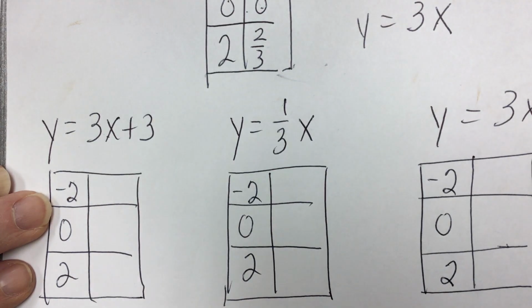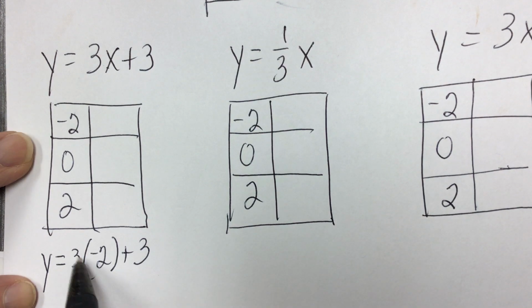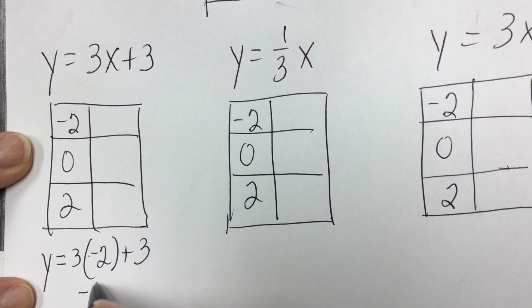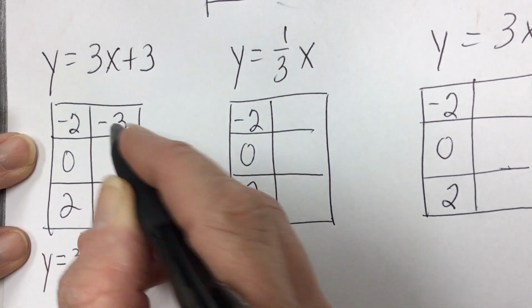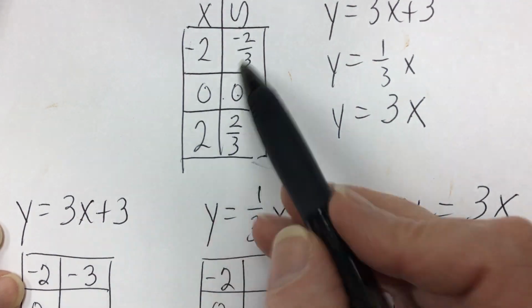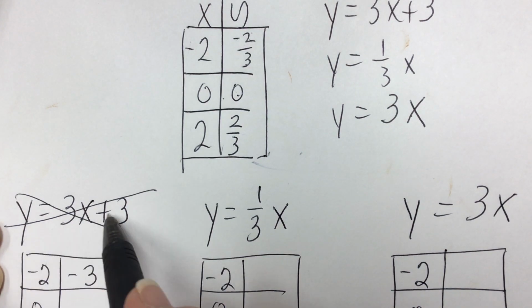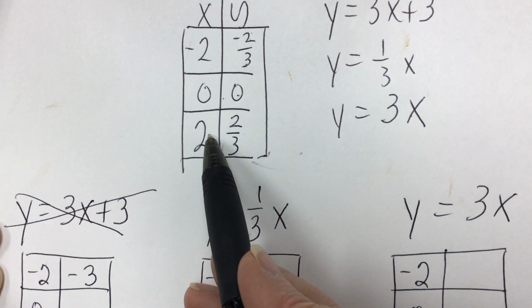So plugging in negative 2, y equals 3 times negative 2 plus 3. So what is 3 times negative 2? That's negative 6. What's negative 6 plus 3? That gives me negative 3. Is this point in my table? No, negative 2 goes with negative 2/3. So I know right now this equation does not match this table.